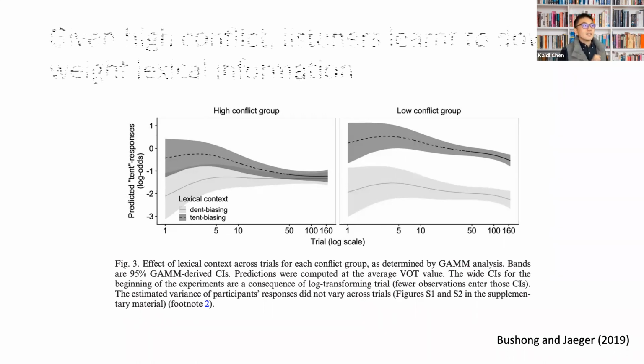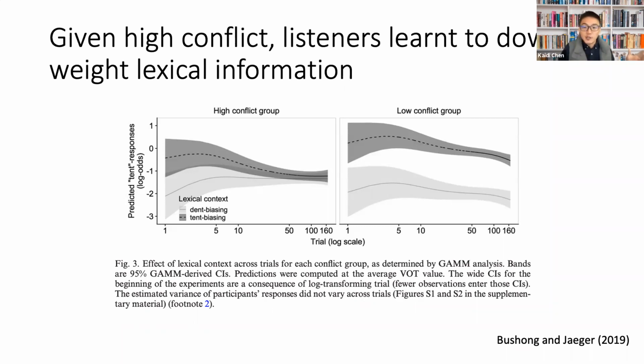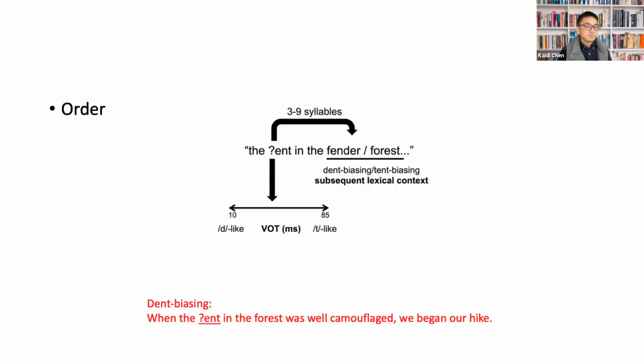So here it suggests that listeners learned that, whoa, that lexical information may not be informative. That may not be relevant. It might be a trick that the experimenters have designed. So it's not helpful at all in making a decision in this task. This is why they downweighted the lexical information, or put another way, they upweighted the phonetic information. As you may remember, because the lexical context comes after the critical word, the lexical context is far away from the phonetic cue.